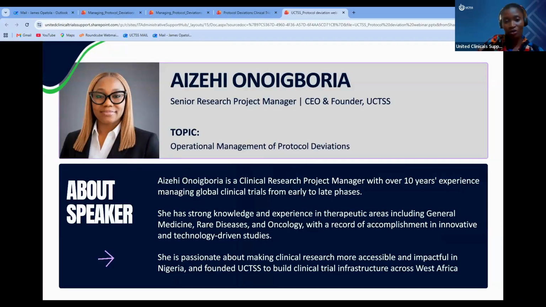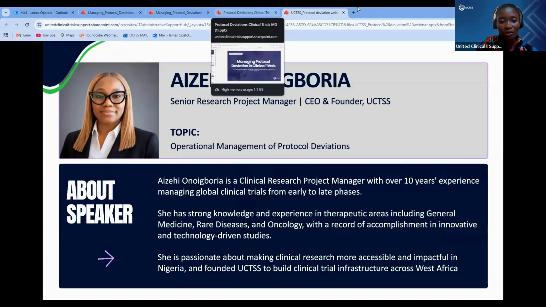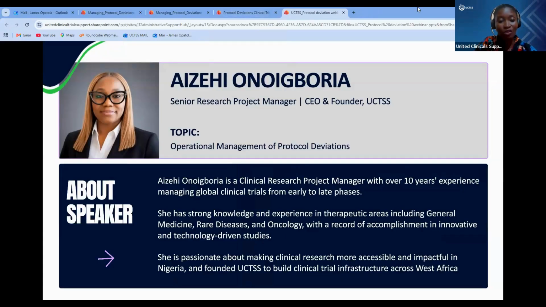She's a clinical research project manager with over 10 years experience managing global clinical trials from early to late phases. She has strong knowledge and experience in therapeutic areas that include general medicine, rare diseases, and oncology, with a record of accomplishment in innovative and technology-driven studies. She's passionate about clinical research, about making it more accessible and impactful in Nigeria and in West Africa. That has led her to found UCTSS and develop the technology called UCTMS, the United Clinical Trials Management System.